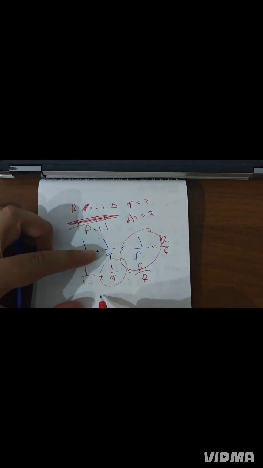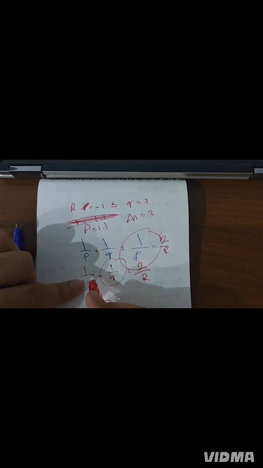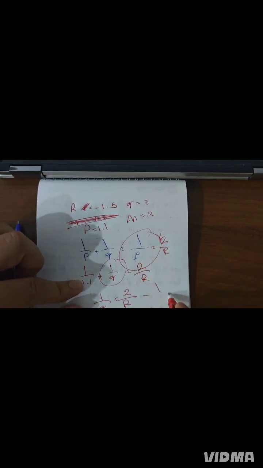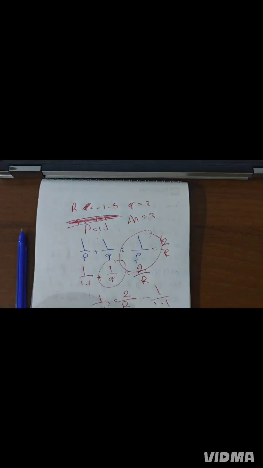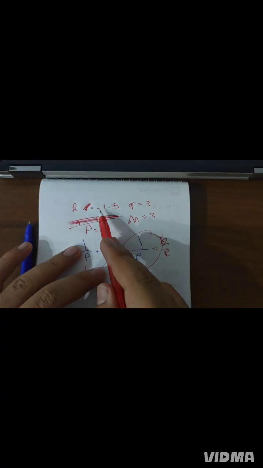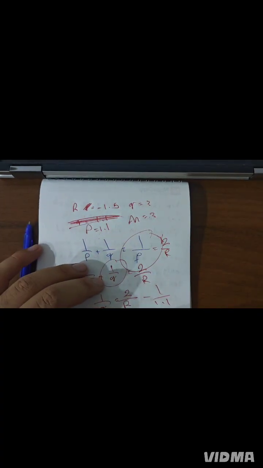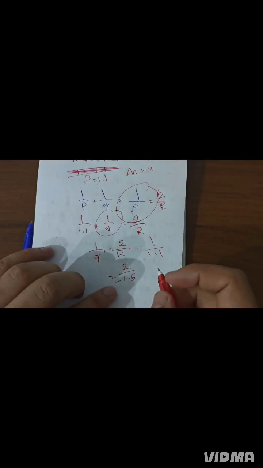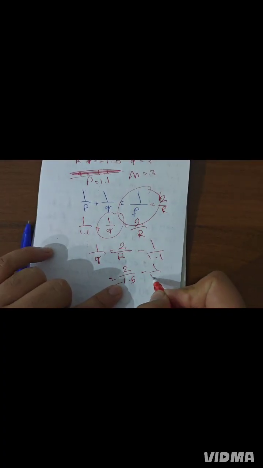To find this fraction, write down again. Take this number to the right side. 2 over R will be negative 1.1. Instead of R, write negative 1.5, minus 1.11.